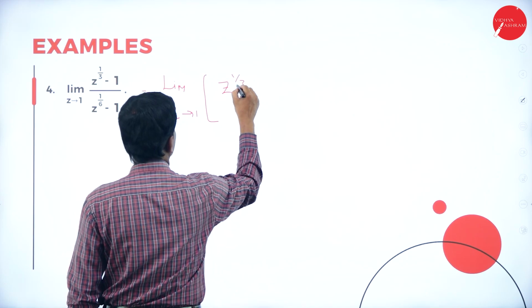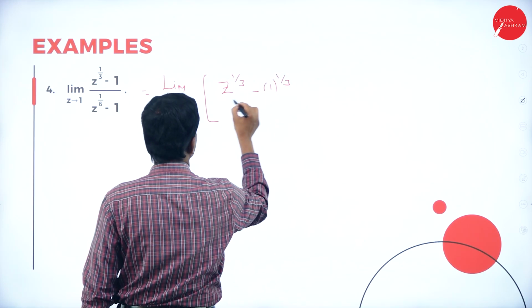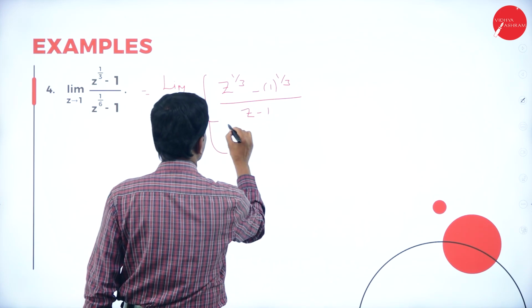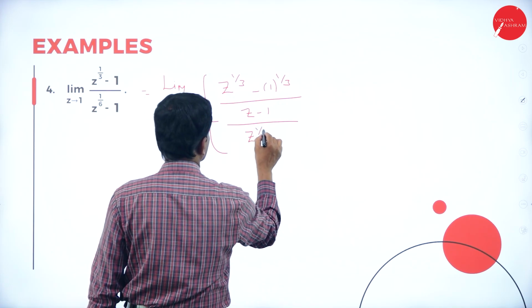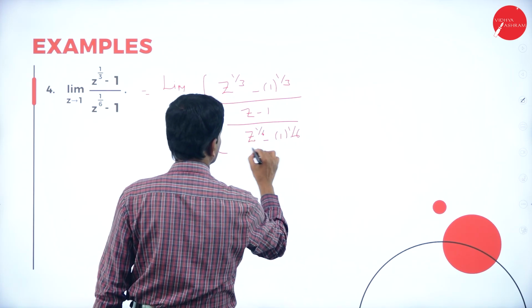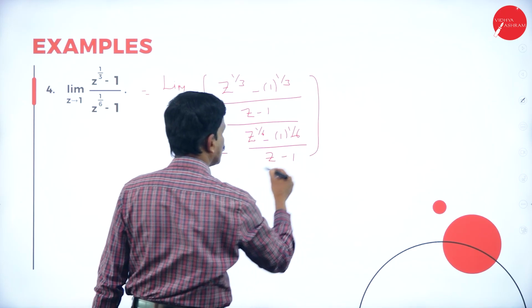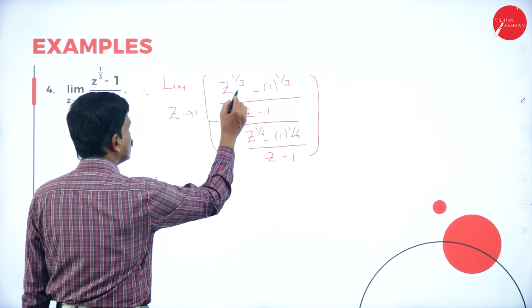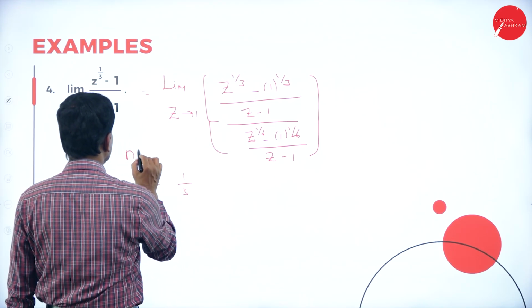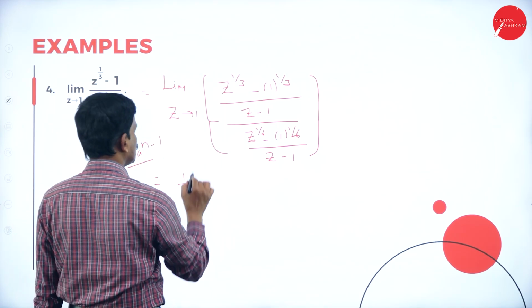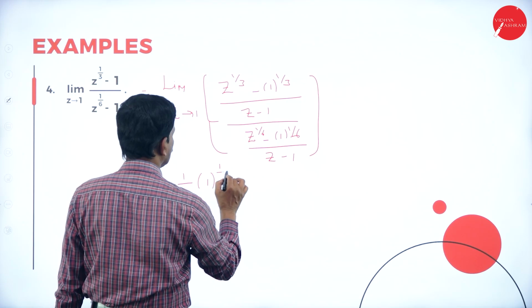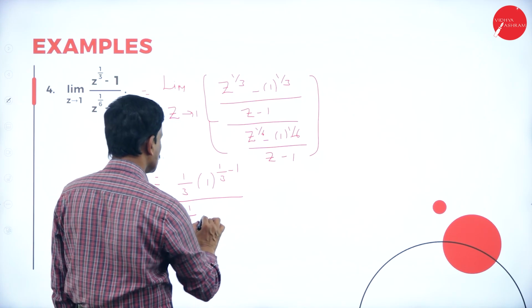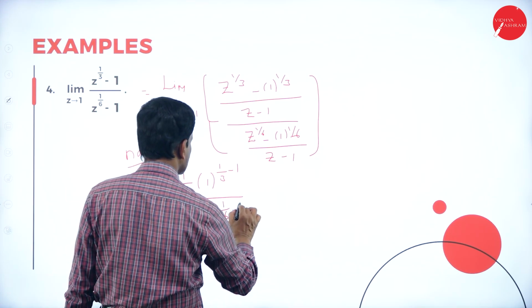Now this can be written as limit z tends to 1 of z to the power of 1 by 3 minus 1 to the power of 1 by 3 divided by z minus 1, whole divided by again z to the power of 1 by 6 minus 1 to the power of 1 by 6 divided by z minus 1. Just dividing both numerator and denominator by z minus 1. Now here this is of the form n a to the power of n minus 1. What is n? 1 by 3. 1 to the power of 1 by 3 minus 1 divided by n is 1 by 6. 1 to the power of 1 by 6 minus 1.